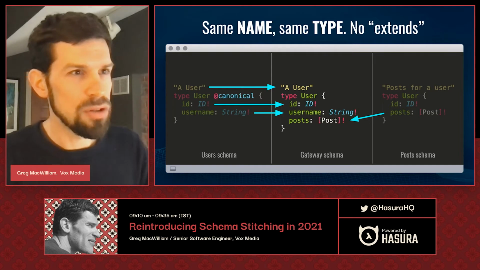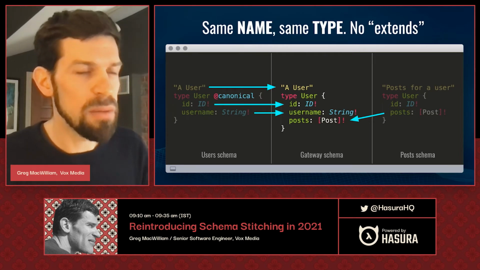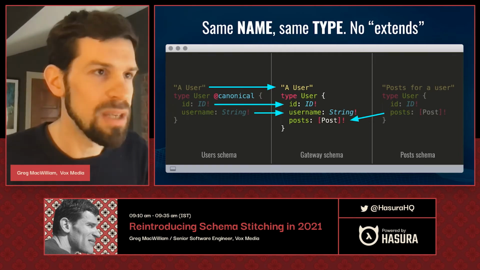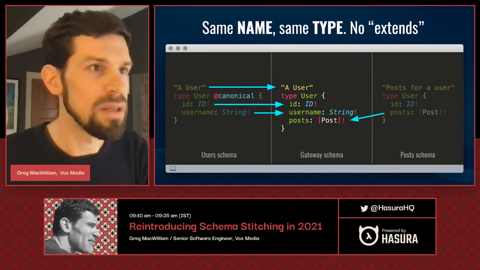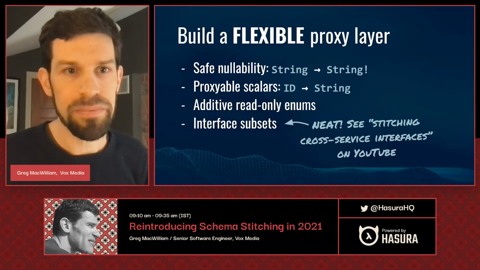And then we can direct the assembly of the top level gateway schema with this canonical directive to say which definitions we really want inside of the gateway.